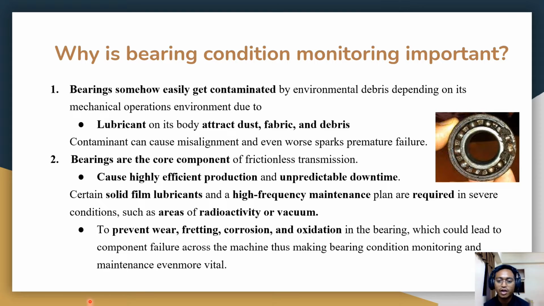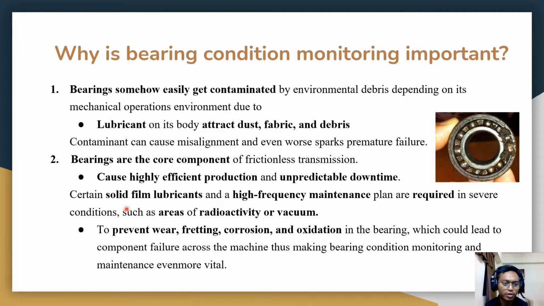Now, let's look at the reason why condition monitoring on bearing is important. The first point is that bearings can easily get contaminated because the lubricant on the bearing body can act as an attractive layer to attract dust, fabric, and debris. This contaminant can cause misalignment and, even worse, spark premature failure. For example, in this picture here, this is the contaminant attracted by the lubricant layer.